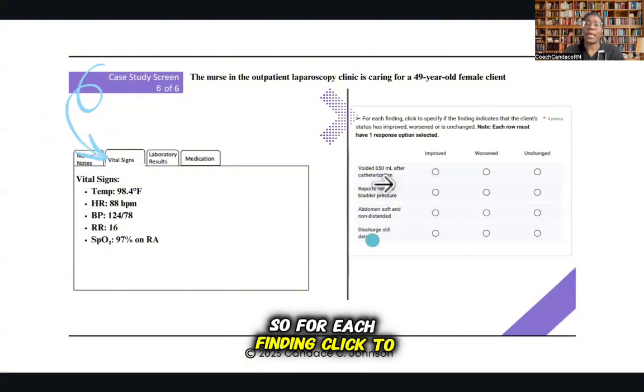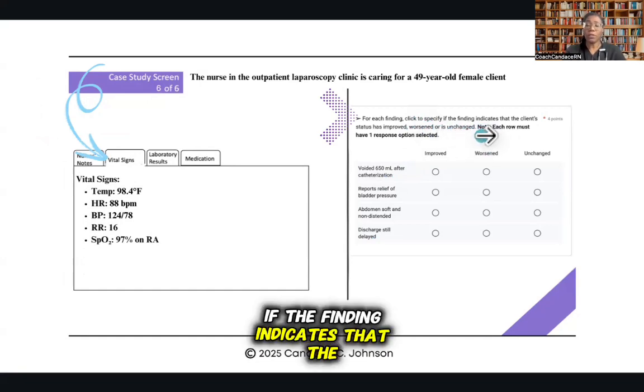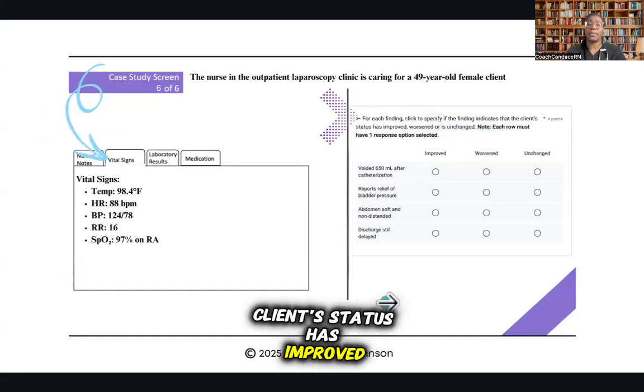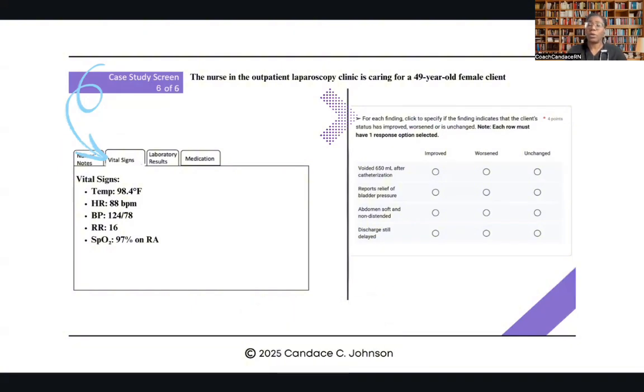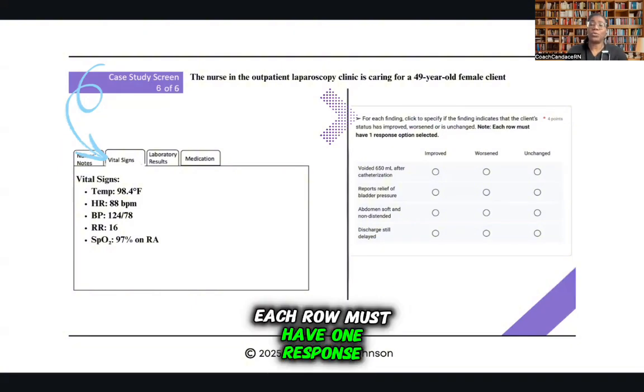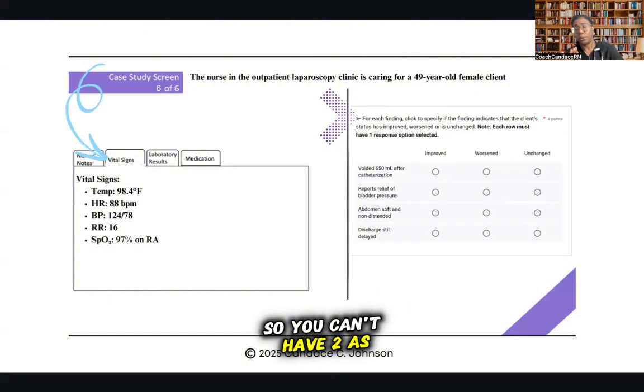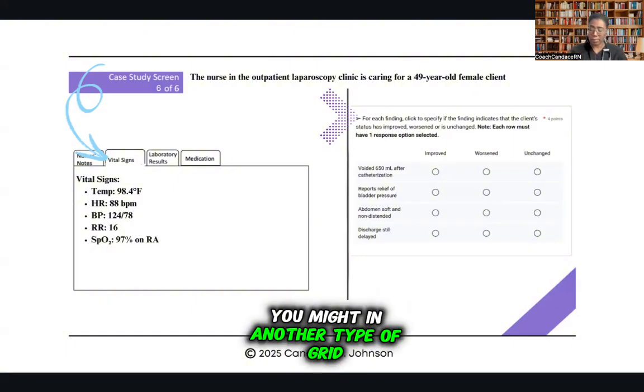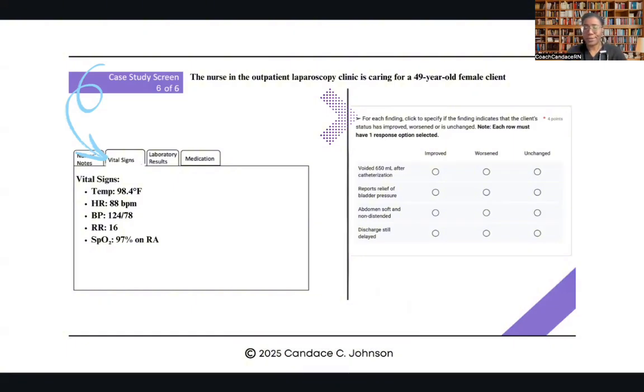So for each finding, click to specify if the finding indicates that the client's status has improved, worsened, or remains unchanged. Each row must have one response option selected. Must have one. So you can't have two as you might in another type of grid. All right. Let's look at the choices.